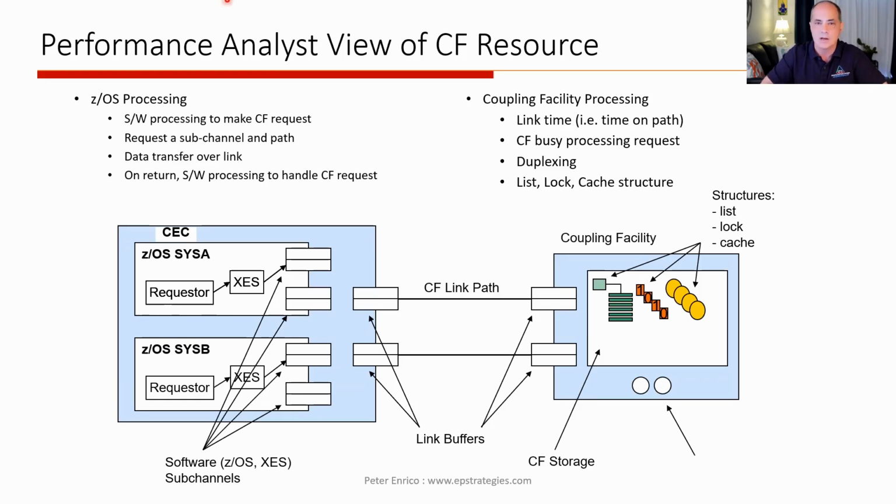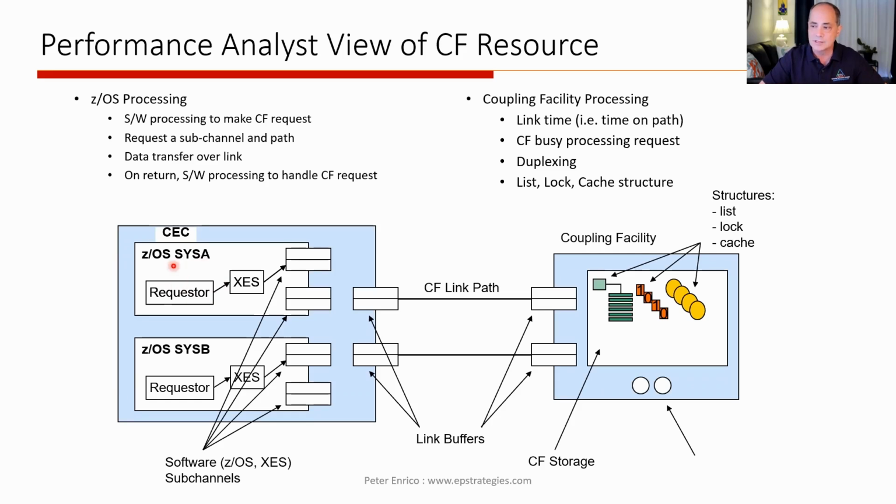So what we're looking at here is a very simplified, high level, 10,000 foot view of a coupling facility environment. You have some machine. Now I'm only showing one machine here, but of course you can have multiple machines. And on those machines, you have one or more LPARs that are exploiting a coupling facility for coupling facility structures. Remember, all a coupling facility really is, is a shared area of memory to allow multiple systems to coordinate their processing with each other.